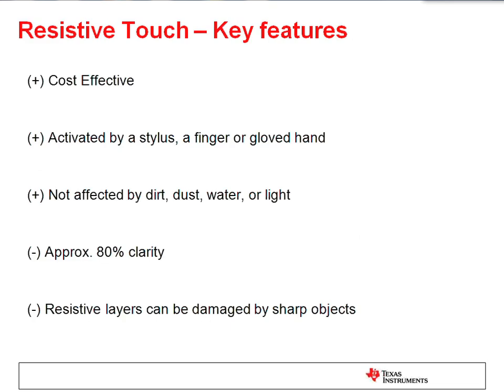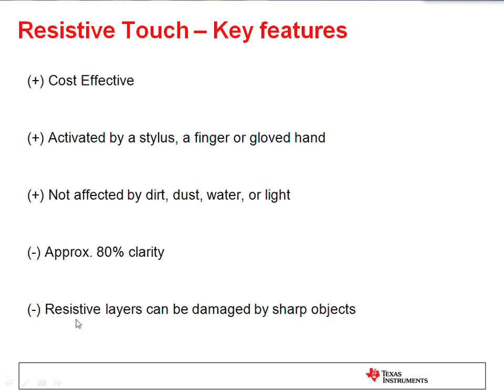Some of the key features of resistive touchscreens are that they're very cost effective. They can be activated by a stylus of any variety, so finger or gloved hands work very well with these. They're not affected by dust or water or light. On the downside, they're not as clear as capacitive touchscreens. That's due to the fact that the ITO films have to be completely covered, so you have two full layers stacked on top of each other, which obscures some of the light coming through in terms of clarity.